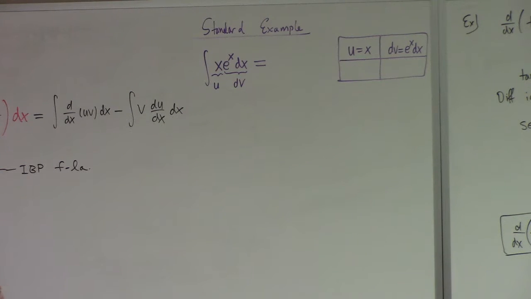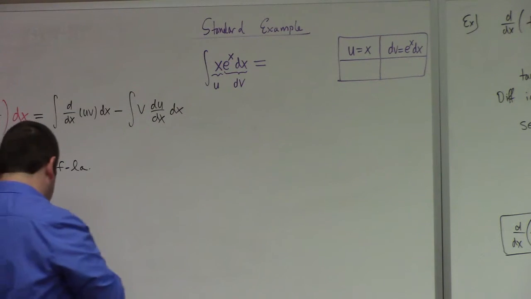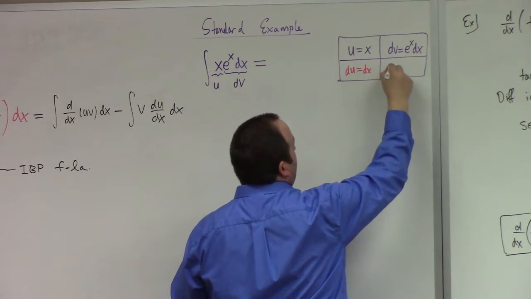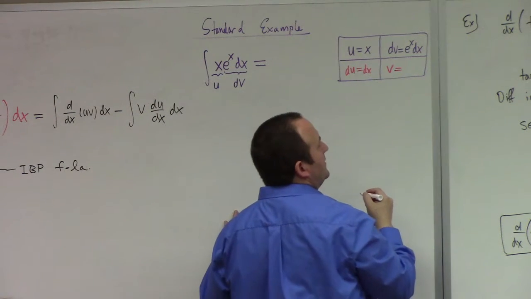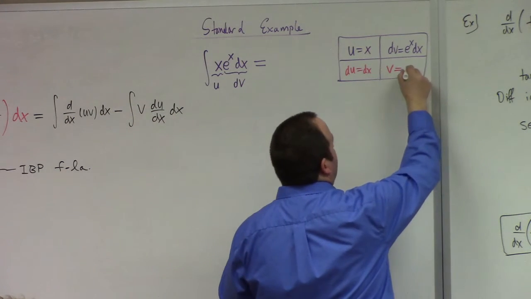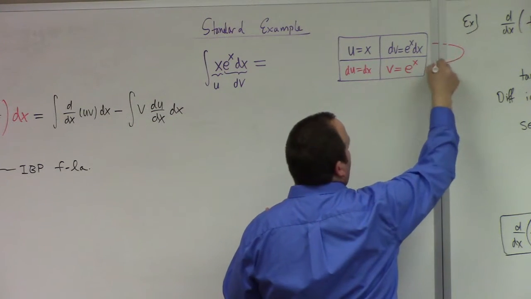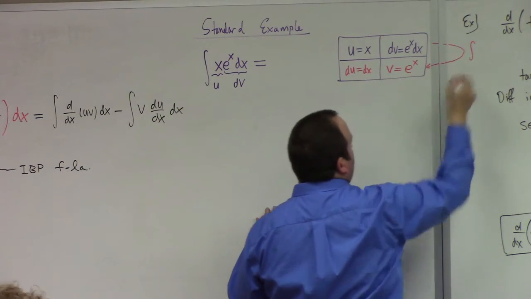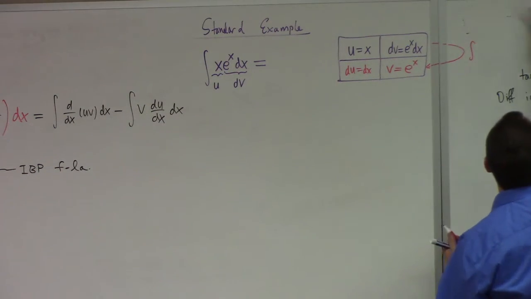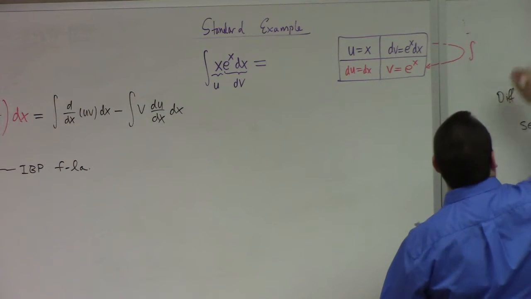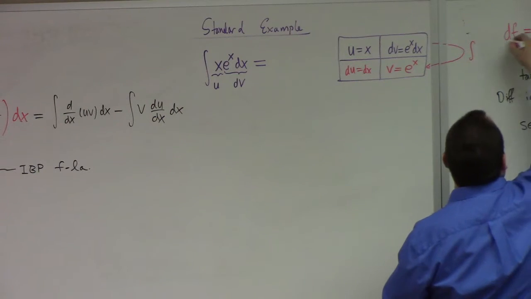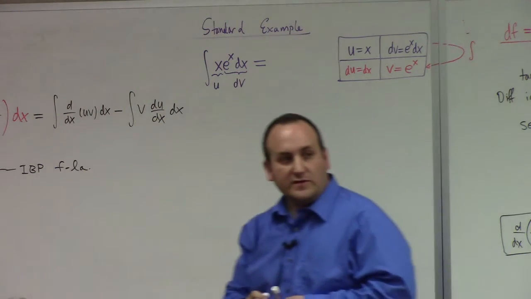If I say u is equal to x, what's du? And what's v equal to? V is what? E to the x, right? How did I get from here to here? I integrated, right? What we're using here is the notion of a differential. Remember how differentials work? df is f prime of x dx. So I'm using that all over the place in here, just like you use that in u substitution as a notational guide.